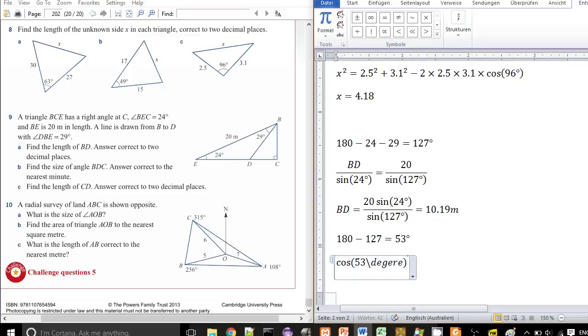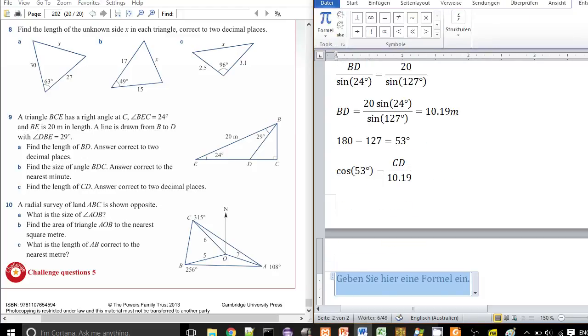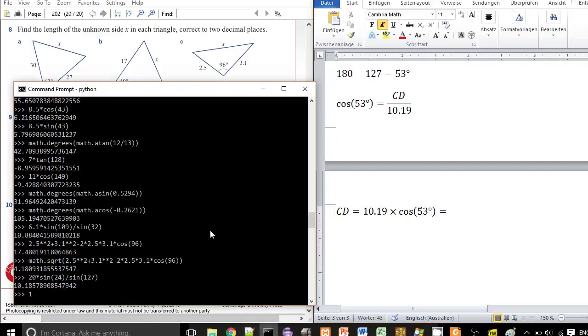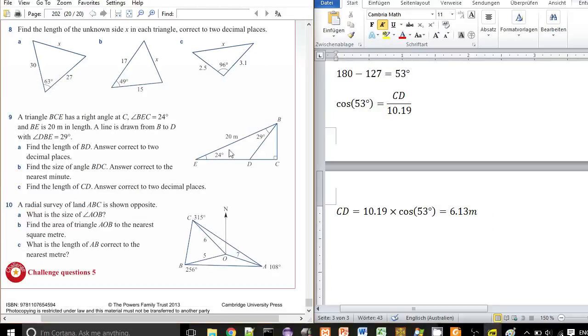So let's do it. Hopefully it'll make sense to you. Cos 53 degrees has to equal CD or DC. I'll just write CD over that length BD, but I'm going to write 10.19 because we know that length. So to get CD by itself, we need to times by 10.19. So CD is 10.19 times cos 53, and then whatever that equals. So 10.19 times cos 53 is 6.13. And that should be meters as well. So this is 20 meters, this is 10.19, and this is 6.13. Okay, it's not to scale, but that's the answer.